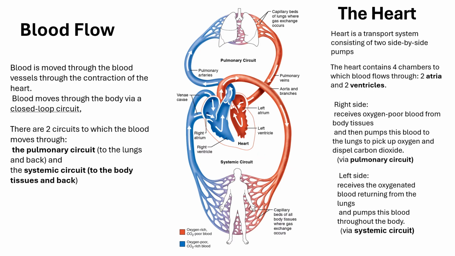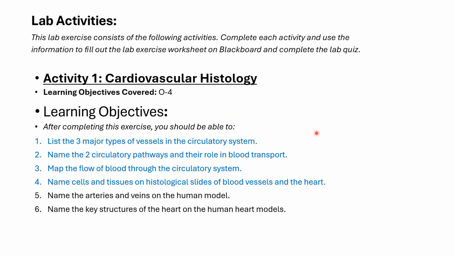Now let's move on. Now this is lab activity 1, and in this we are going to learn cardiovascular histology, and these are the learning objectives. It is going to cover objectives 1 to 4.